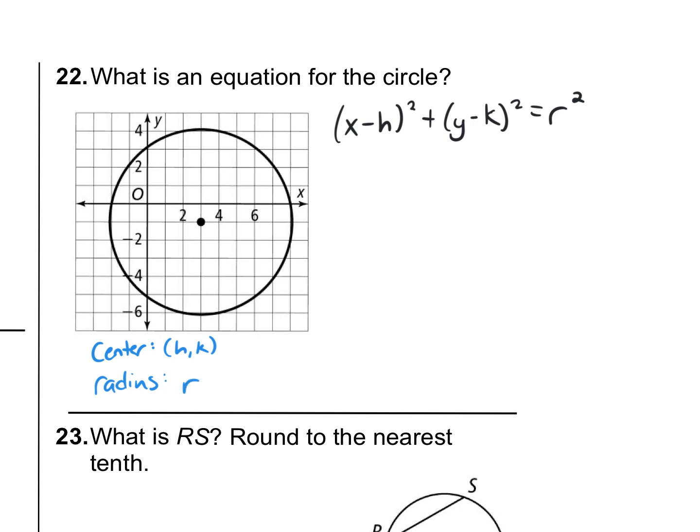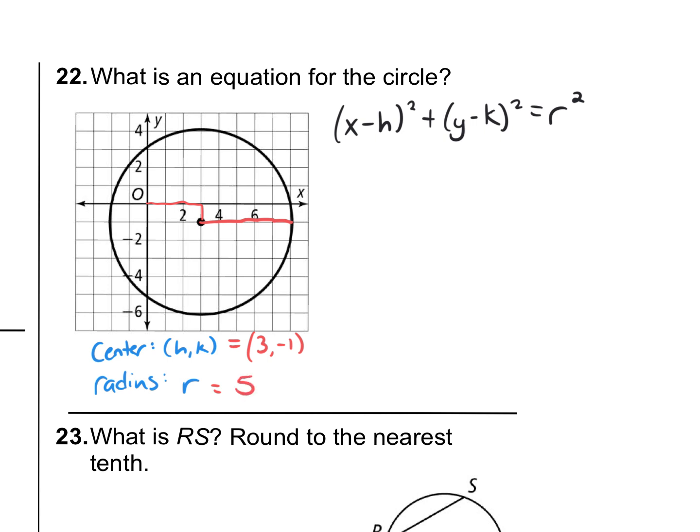What's the center of this circle? 3, negative 1, good. And then how do I figure out what the radius is? Just count. Count from the center to the edge. You can go in either direction, it does not matter. So 1, 2, 3, 4, radius is 5.